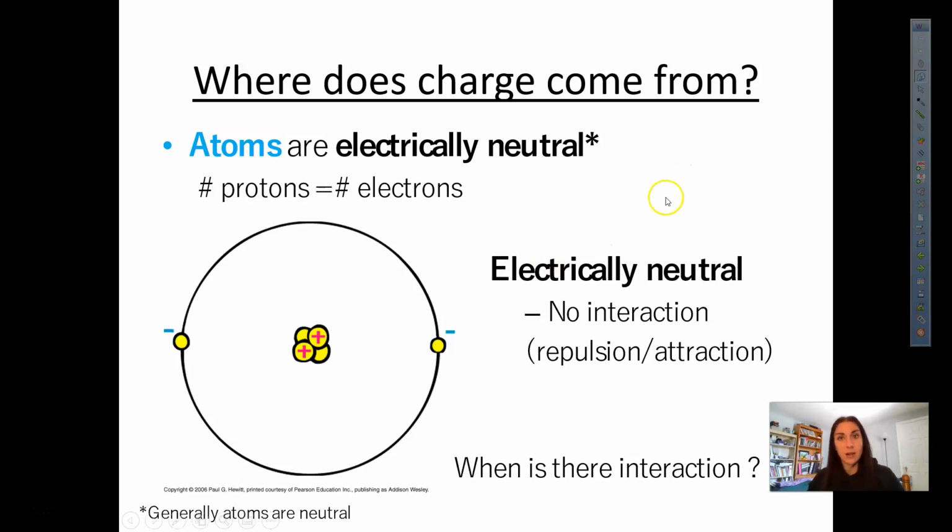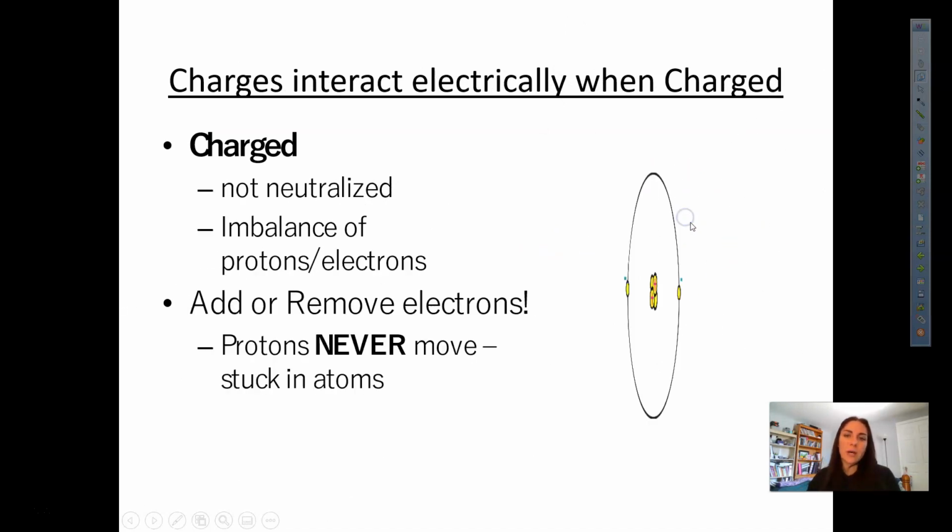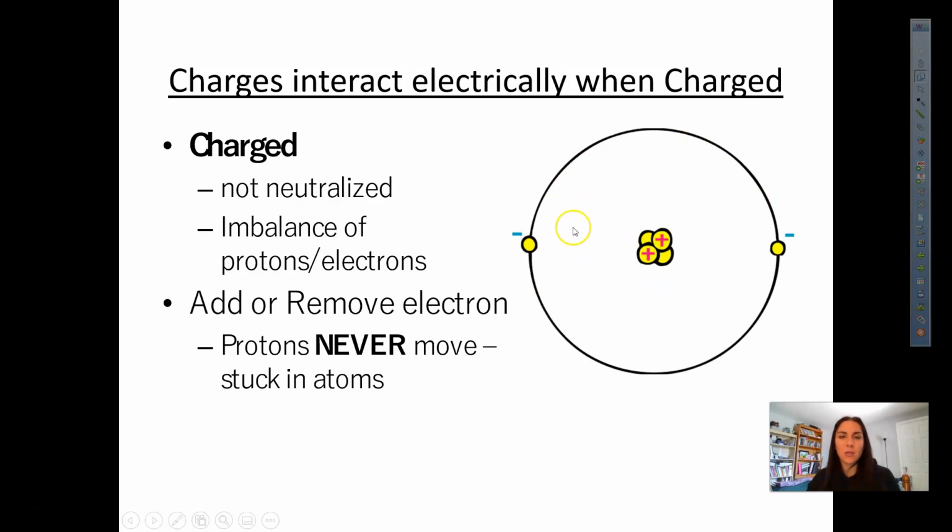So when do you get an interaction? That comes from charged objects. If we look back at this example again, it's going to be from the removal or the addition of electrons. Notice the structure of the atom: the electrons are on the outside, which are easily moved. The protons are never moved. They're stuck in the atom with the strong force, which is the official physics name for it. It's amazingly strong because technically 2 protons want to be far away from each other, but the strong force keeps them together.